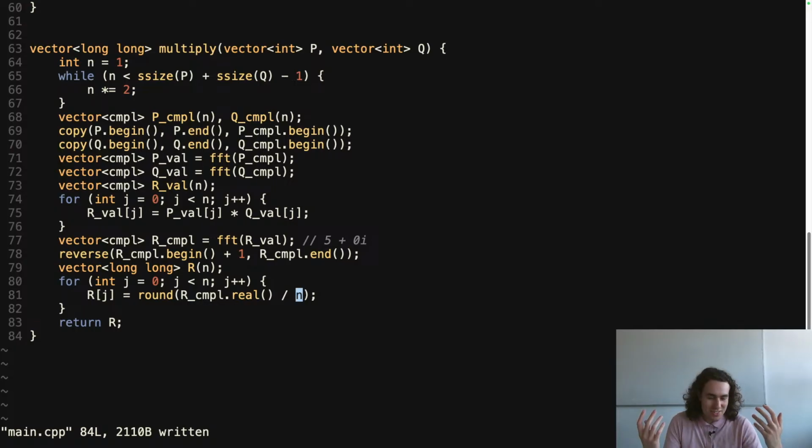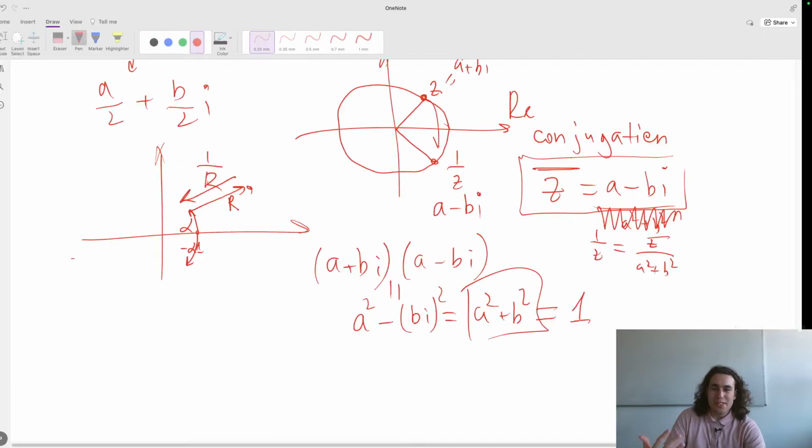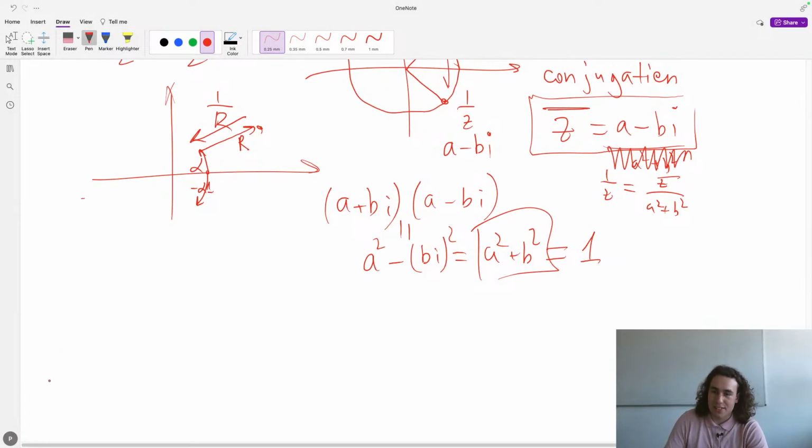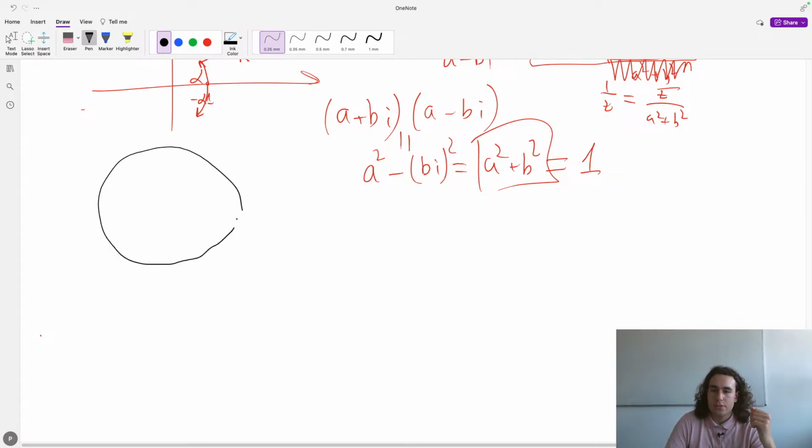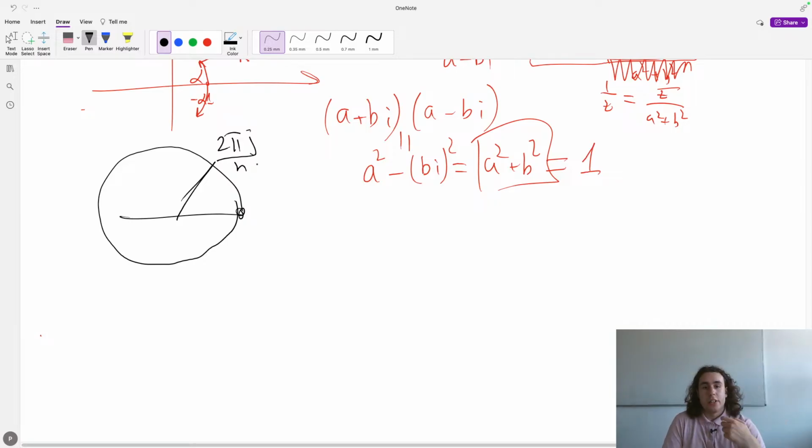But we can't just believe it, so we should prove that, right? To prove it, we need to remember what our FFT does. What our FFT does is we have a bunch of values on a unit circle, all angles of the form 2 pi j over n, right? And we evaluate our polynomial in all these points.